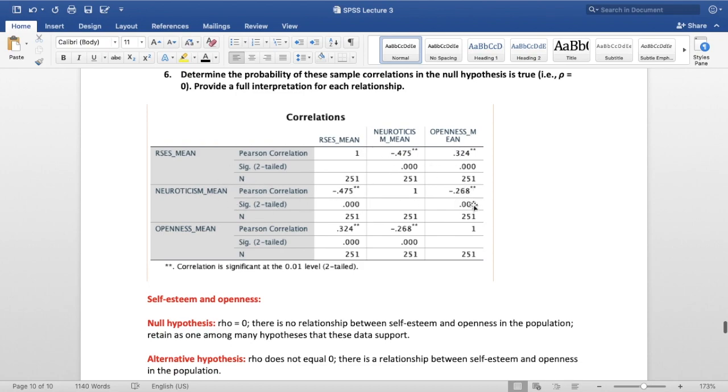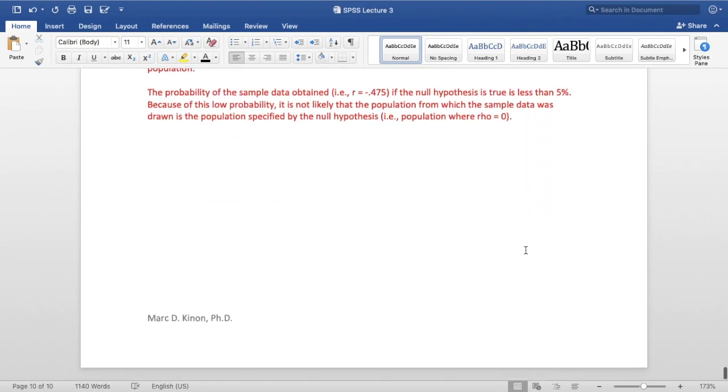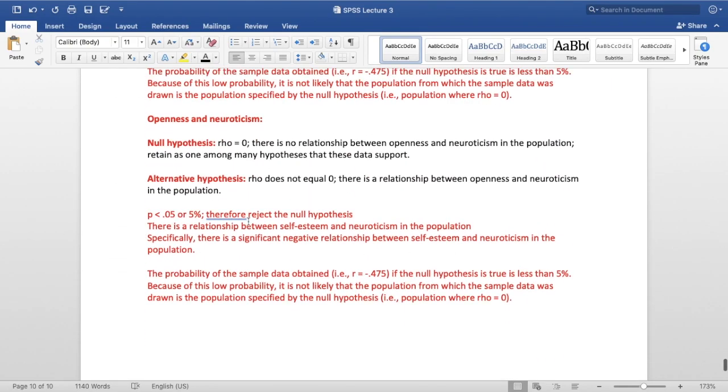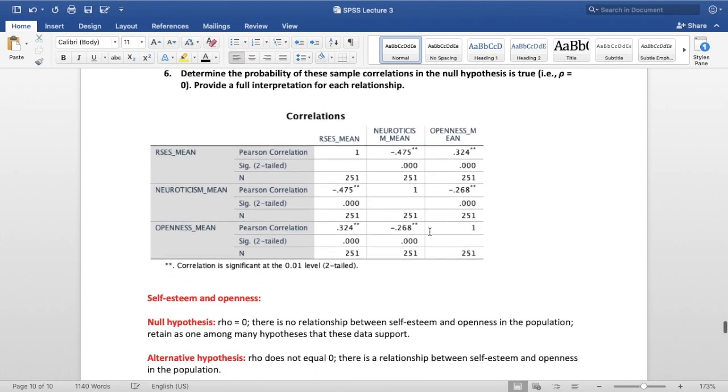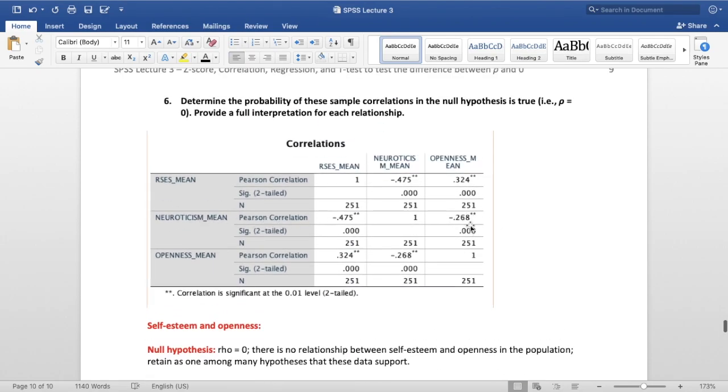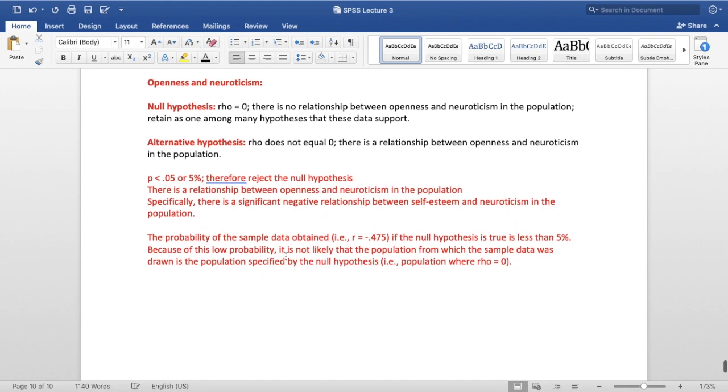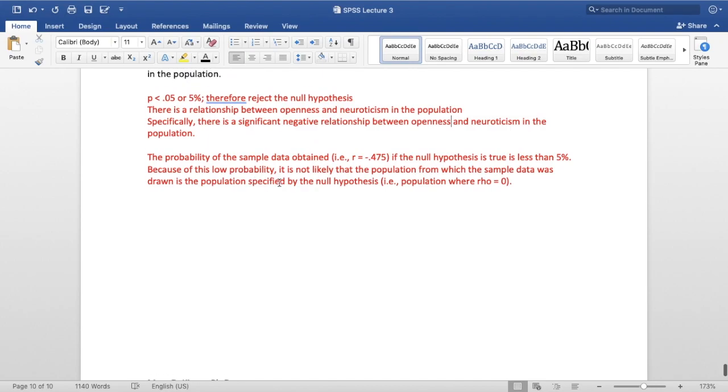So p is less than 0.05. Okay, so once again, p is less than 0.05 or 5%. Therefore, reject the null hypothesis. There's a relationship between openness and neuroticism in the population. Specifically, there's a significant, well, is it negative or positive? Let's go back and check. Neuroticism and openness, it's a negative relationship. Okay, specifically, there's a significant negative relationship between openness and neuroticism in the population.